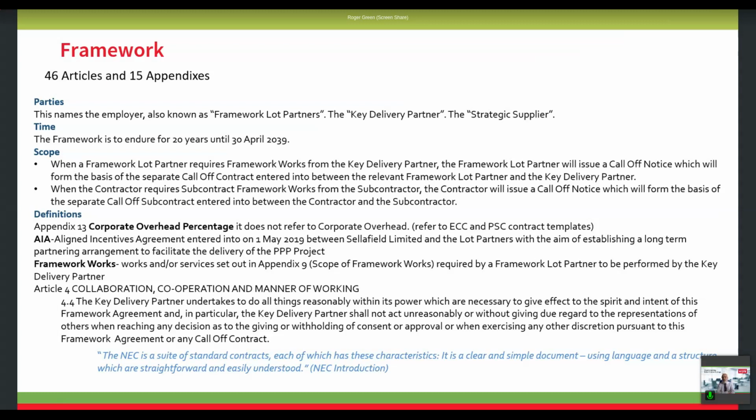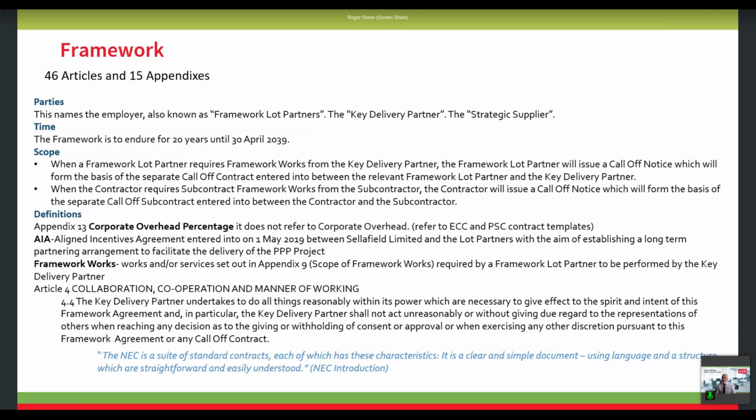So the framework is the works or services set out in Appendix 9. So again, this is really important. Scope: what is the scope of the framework? That identifies what we've got to actually deliver. And then here we come to one of the important parts of this, which is collaboration, cooperation, and manner of working. Same as I identified to you earlier about all these terms passing down, what we want now is that same passing down in terms of management between the teams.